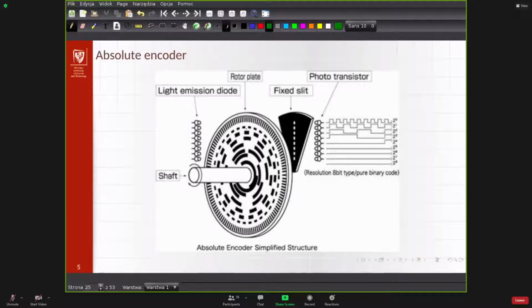And generally, as you can see, you have some light emission here. You have a phototransistor on the other side, and you have the codes on the plate. Based on these codes, you get certain readings, whether it's white or black, for each line, for each diode transmitting the light. You get corresponding information, and based on it, you can decide at which angle you are now rotated.